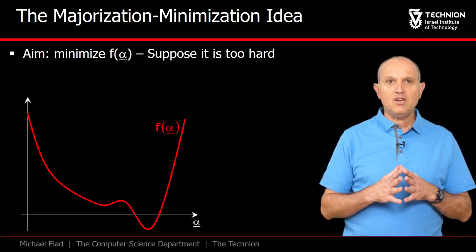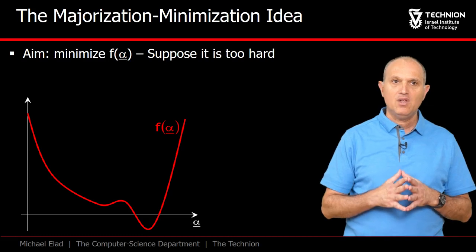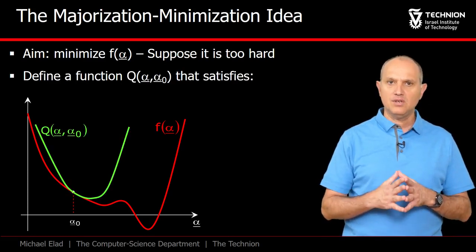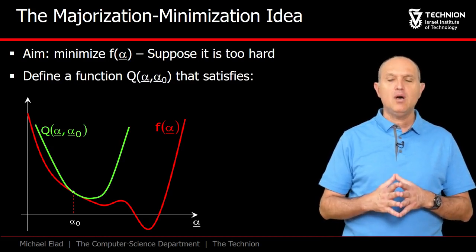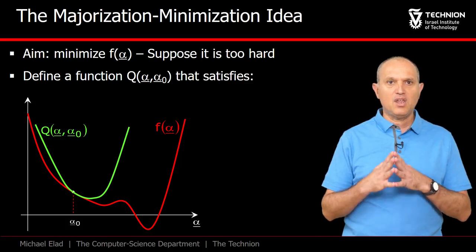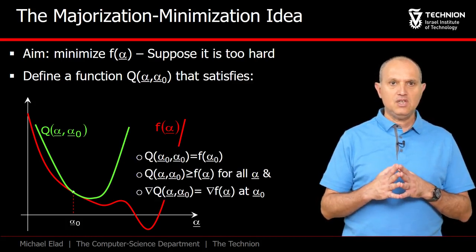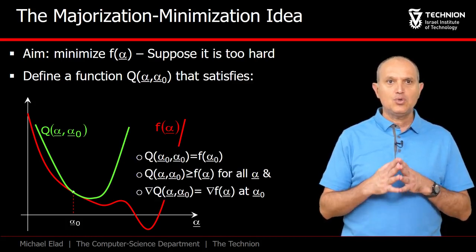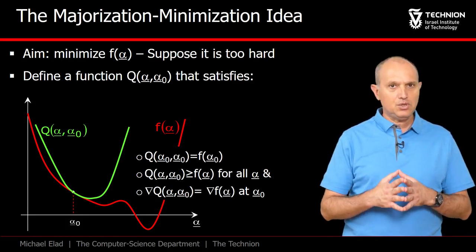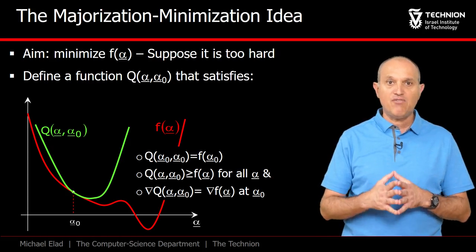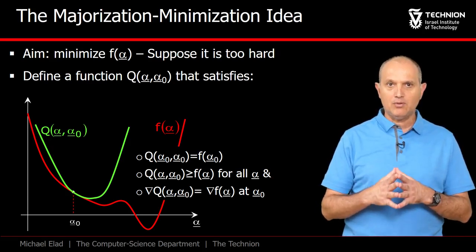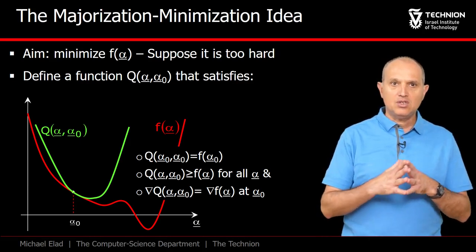Suppose that we are given a function to minimize, f of alpha, and this task is simply too hard to manage. We define a proxy, a new function q of alpha, parameterized by alpha 0. This function is required to satisfy three conditions. The first is that q of alpha 0 should align with the function f of alpha at alpha 0. The second condition is that q upper bounds the function f everywhere. The third condition is that its slope around alpha 0 should be the same as the one of f of alpha.